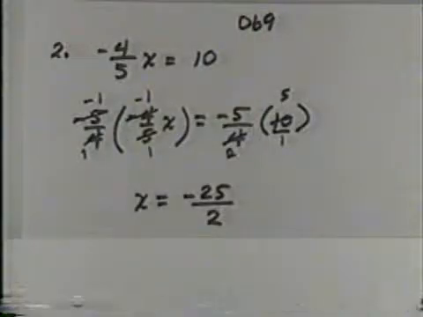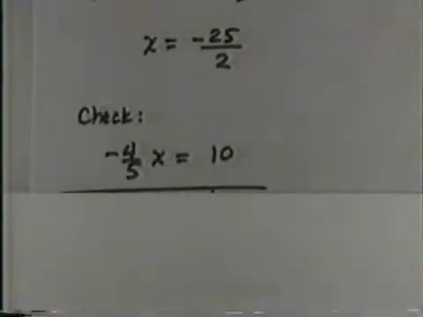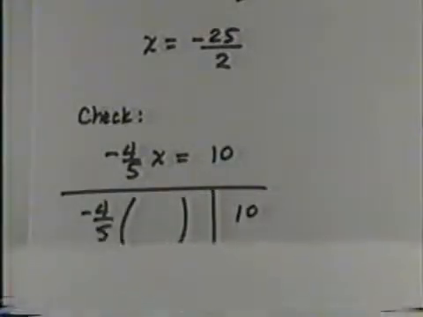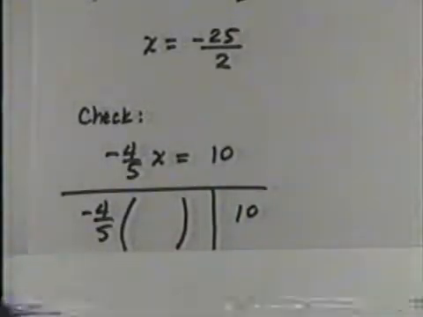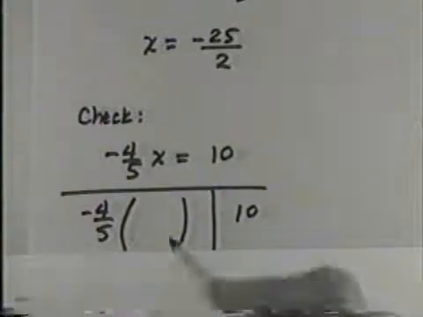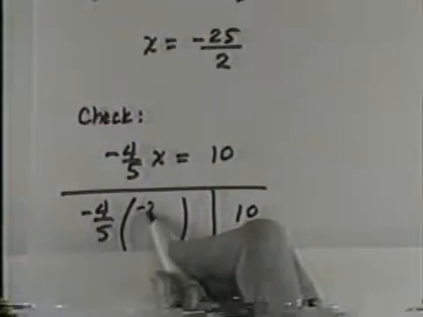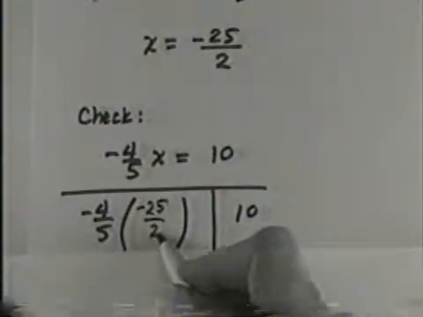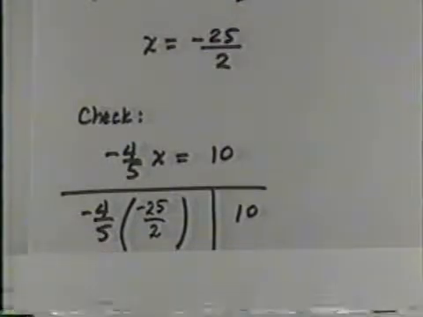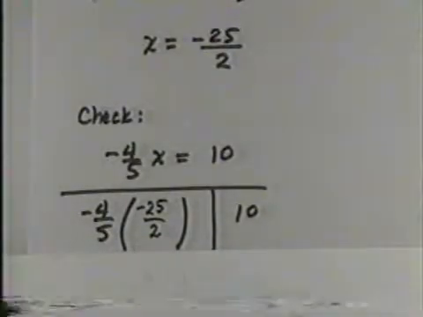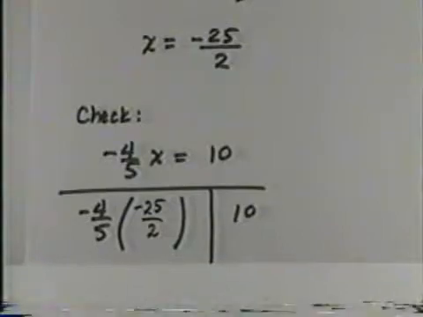So there's our solution, we hope. To check it, copy the equation, write in the set of parentheses for the variable. We'll fill in negative 25 over 2. And then multiply. Well, once again, we're multiplying in fractions, and so we get 2 cancel.